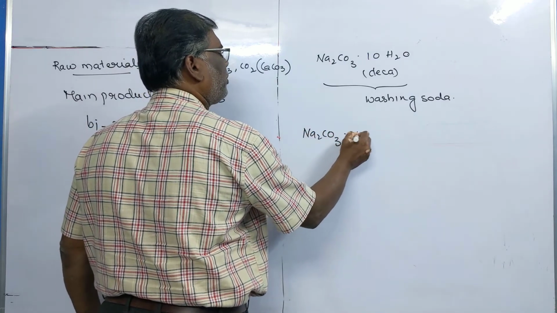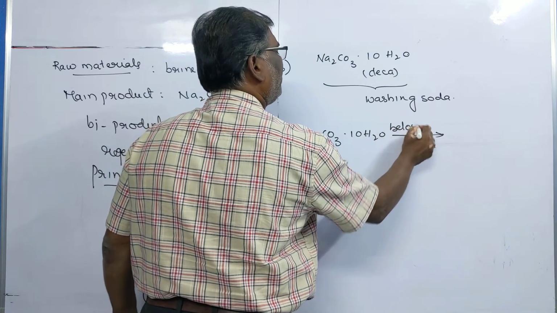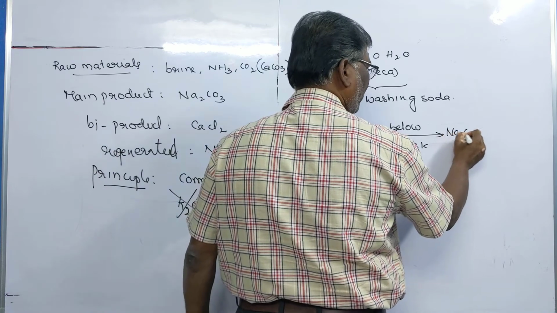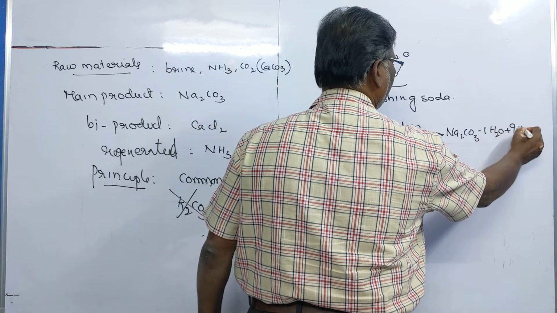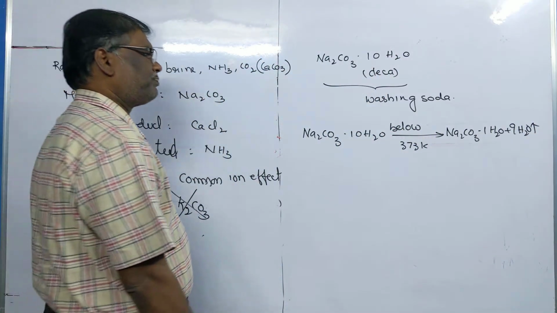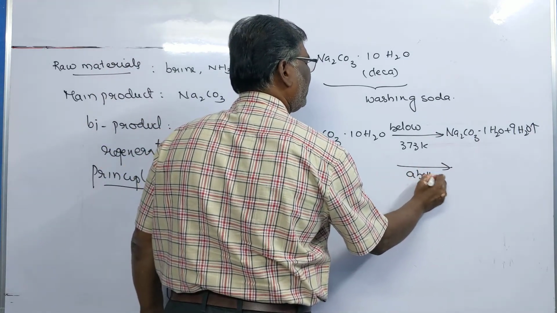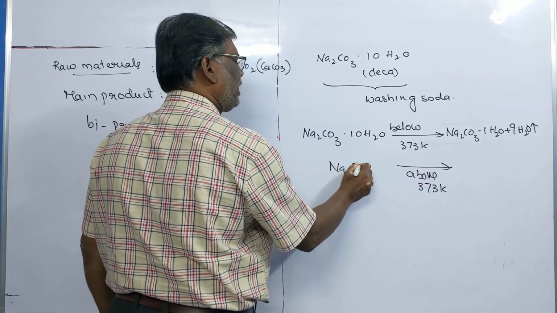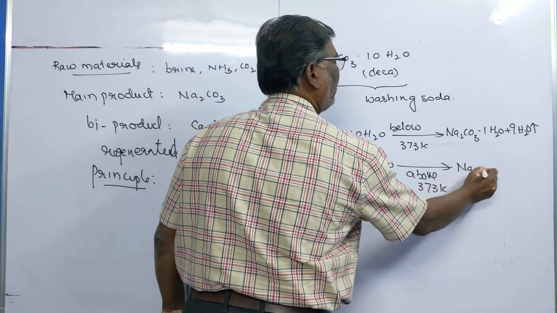Now what happens when we heat this one? When sodium carbonate is heated below 373 Kelvin, it loses water of crystallization. Nearly it loses 9 moles of water of crystallization. Now if it is heated above 373 Kelvin, then the last water molecule is also separated, also evaporated.